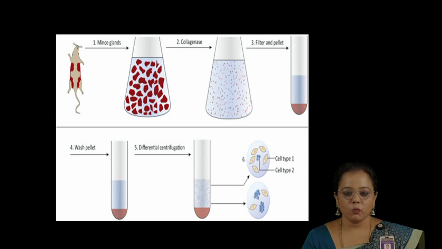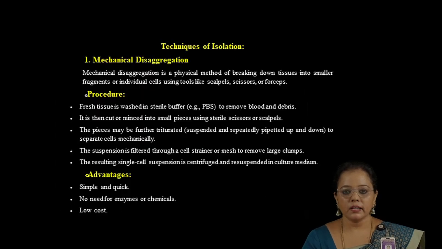So this is one of the primary cell culture methods. From the rat, the gland tissue is removed and minced, and after adding collagenase, it is ground and made into a pellet. Then the pellet is washed, and after centrifugation we can introduce different cell types into the culture flask. So what are the techniques of primary culture?